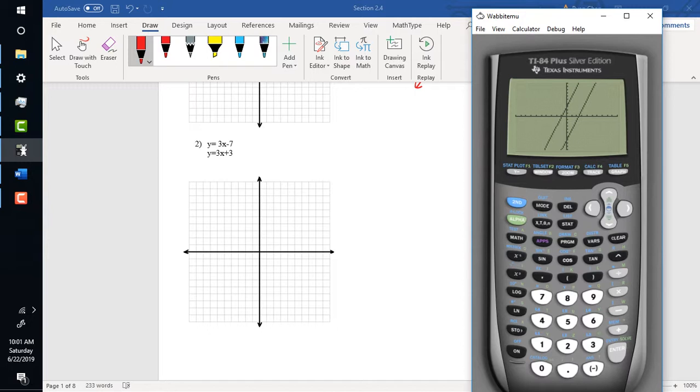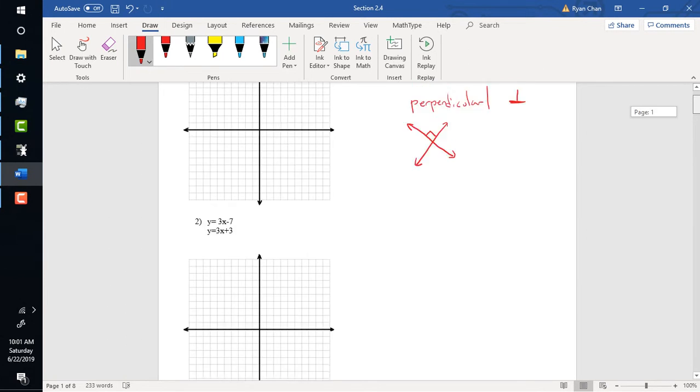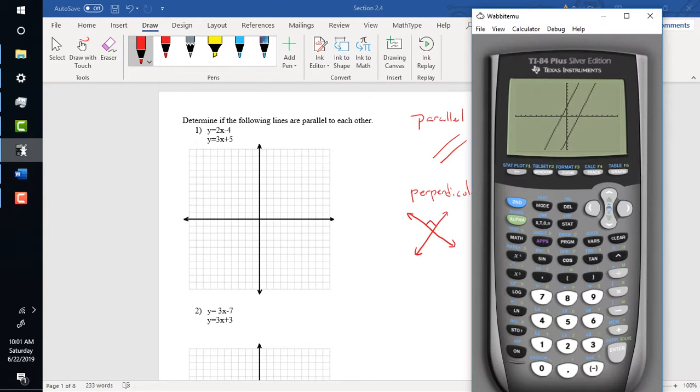So here's the thing: how do I know it's parallel? I can tell it's parallel because they are equal distance apart. Sometimes you may graph lines and not see them intersect at a point, but they're still not parallel. Let me give you an example, like number 1. If I graph 2x minus 4 and 3x plus 5, and you throw this in your calculator.